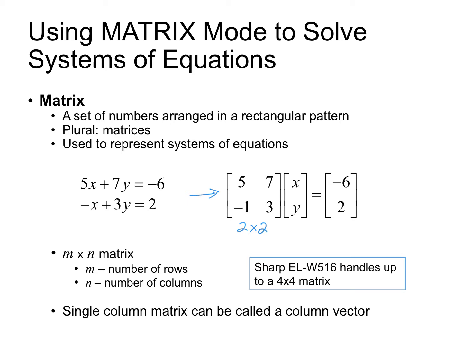The second matrix, the x y, has 2 rows and just 1 column. Same with the -6, 2. It has 2 rows and 1 column. And a single column matrix is sometimes called a column vector. Now the Sharp EL-W516 calculator can handle up to a 4 by 4 matrix. That means it would have 4 rows and 4 columns.